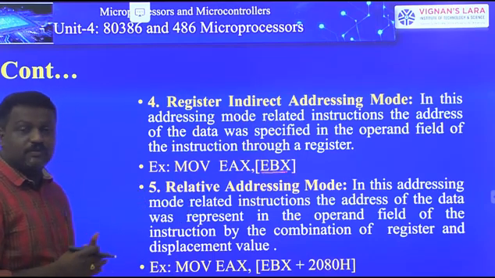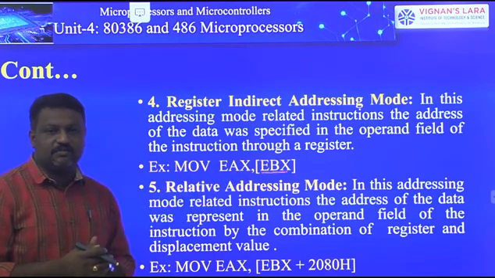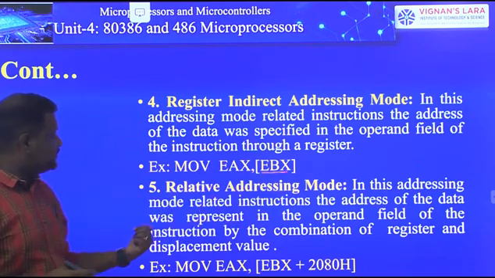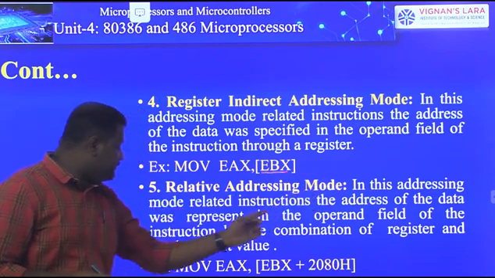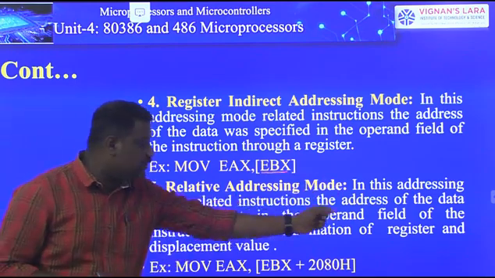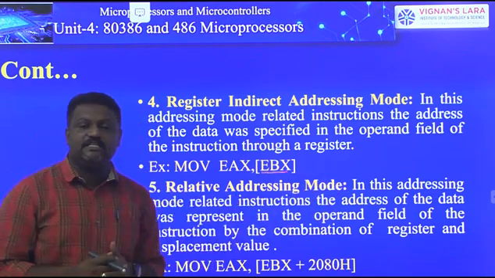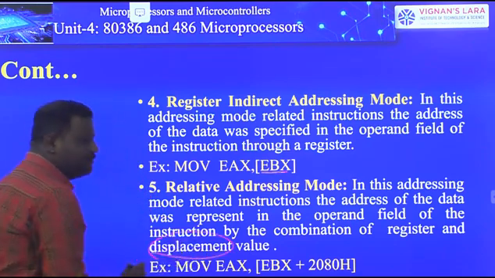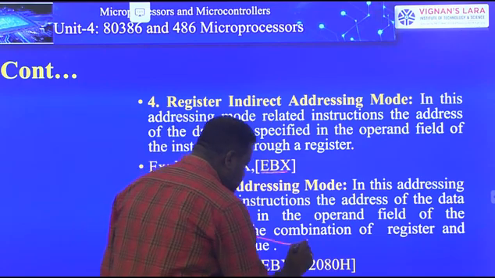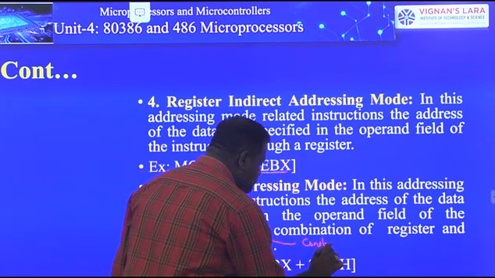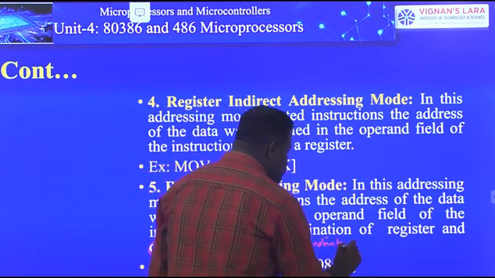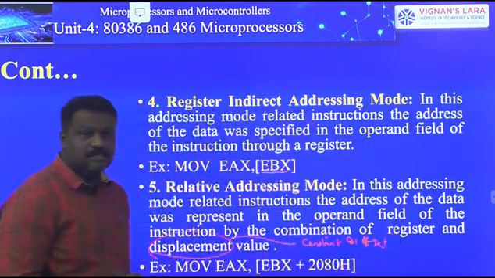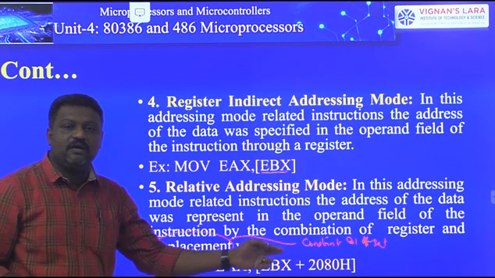Then coming to the fifth one, that is the relative addressing mode. In this addressing mode, the address of the data is represented in the operand field of the instruction by the combination of a register and a displacement value. So remember friends, this displacement we can also call sometimes a constant and sometimes an offset.